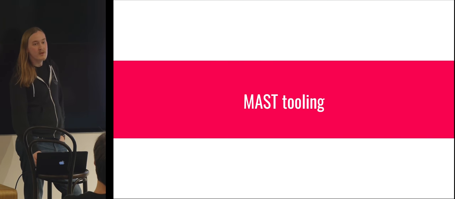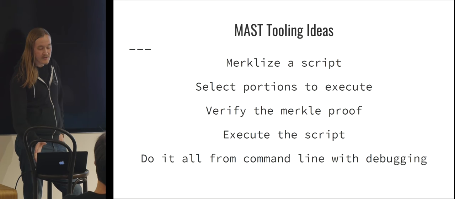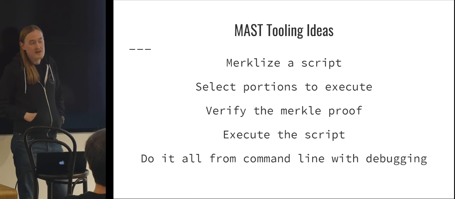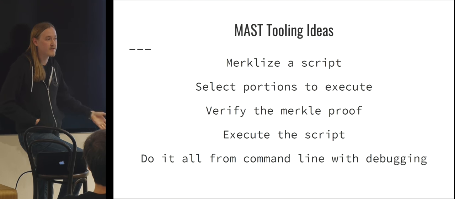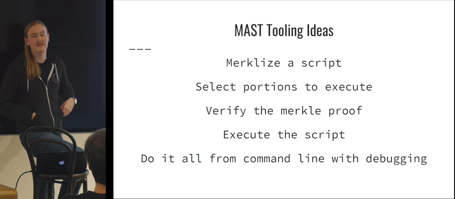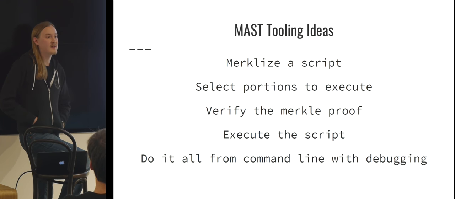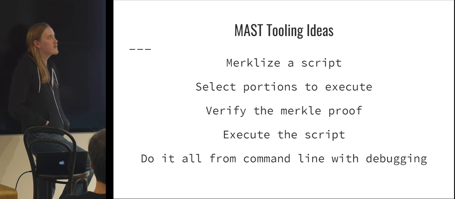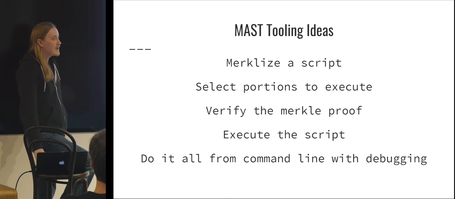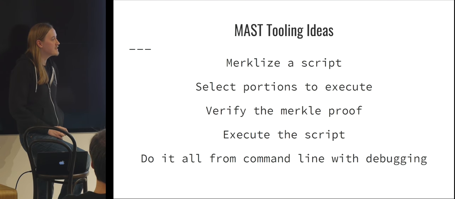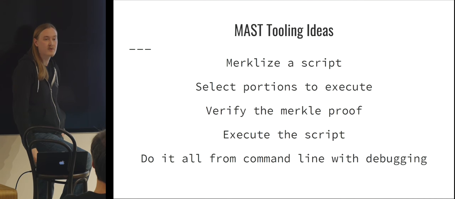So we're going to build some tooling around MAST. I talked about this earlier, but we need some nice command line or debugging tools to merkleize a script, select portions for execution, verify the proofs, provide the inputs to the script, execute it, and debug from the command line. This is something that still barely exists in Bitcoin. There's only two debuggers that I know of for Bitcoin script, and they're both kind of terrible. Buggy? Yeah, buggy. Nobody gets the bool and thing right. And so the debuggers don't match the actual Bitcoin D implementation.